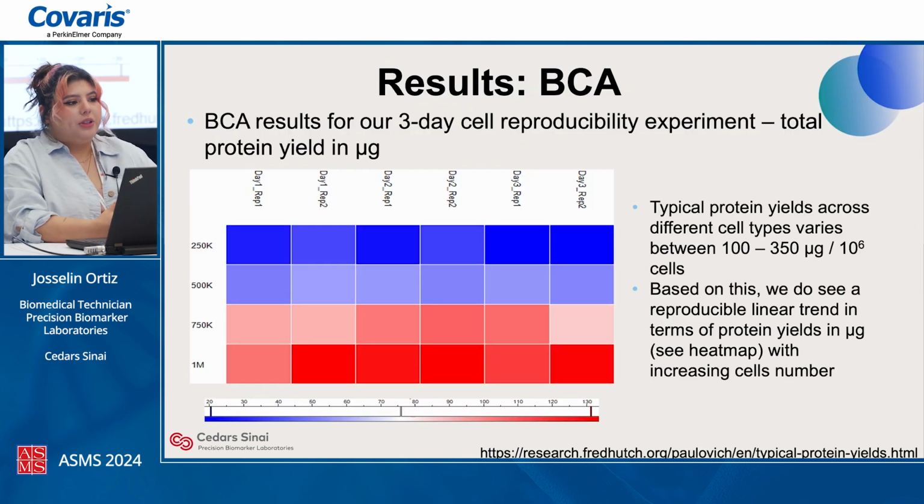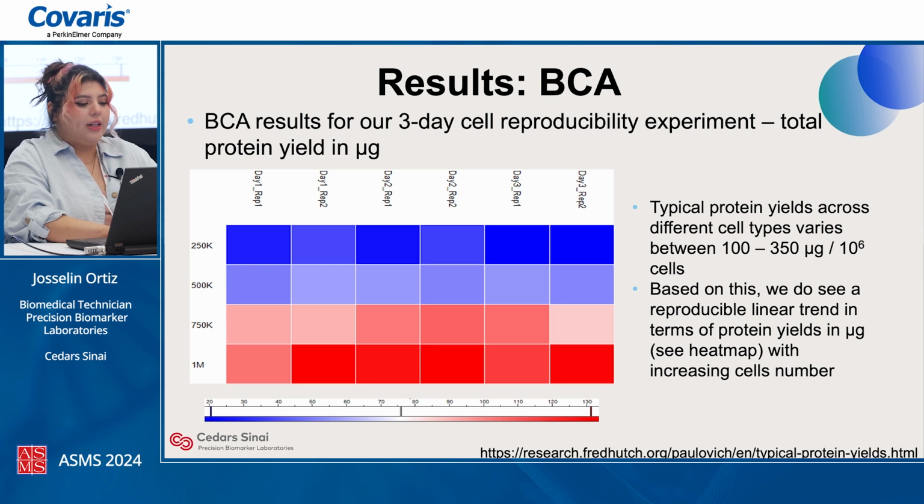And so, as I mentioned, we did our reproducibility experiments, but here are the results from our BCAs. So we know that a typical yield across different cell types varies between 100 to 350 micrograms per 1 million cells. And based on this, we do see that the reproducible linear trend in terms of protein yield increases with the number of cells. And so this heat map here shows the results of our BCA.